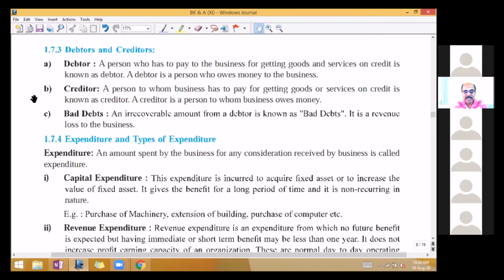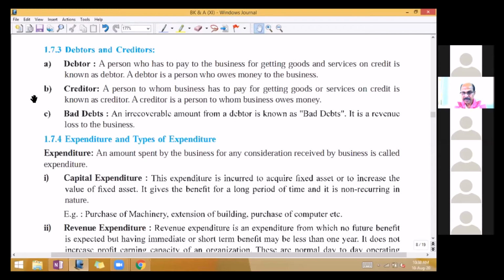Now, students, a debtor is one person from whom you have to receive money. He is the person who has to pay money, so he is called a debtor. Anybody who has taken loan from the bank is a debtor of that bank. Anybody who borrowed money from me is my debtor. He is indebted. Any person who has to pay you money is your debtor.